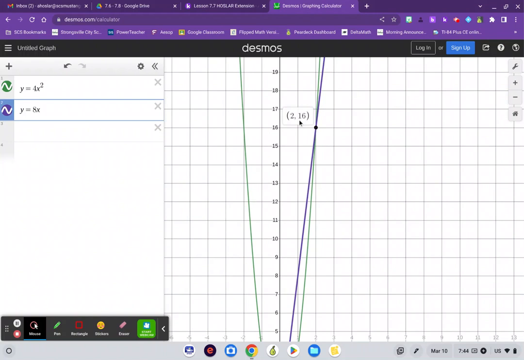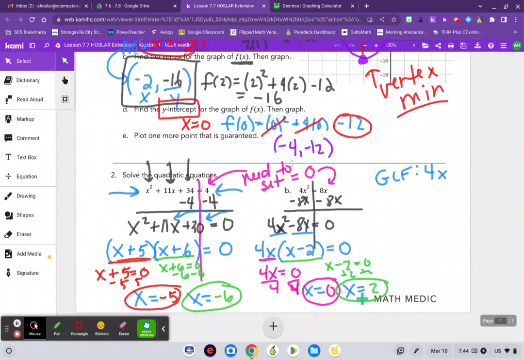Now, we found that x was 2. That matches. The 16 means that if I were to substitute 2 in for x, I would get 16 on this side. 2 squared is 4, times 4 is 16. Yeah, okay. And if I put 2 in for x on the right side, 8 times 2 is 16. Yeah, if I put 2 into this equation, I get 16 on both sides.